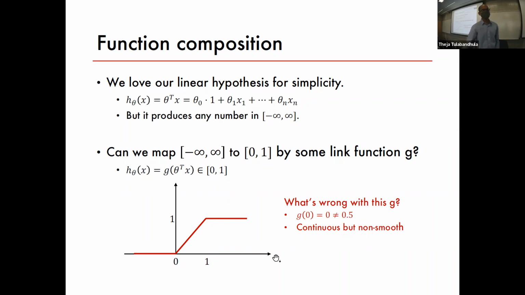Maybe a minor point is that G of 0 is not 0.5. Because we are trying to map minus infinity to infinity to 0 to 1, you would imagine 0 will map to something like 0.5, but that's not the case here. But you can fix it by shifting it to the left by 0.5.